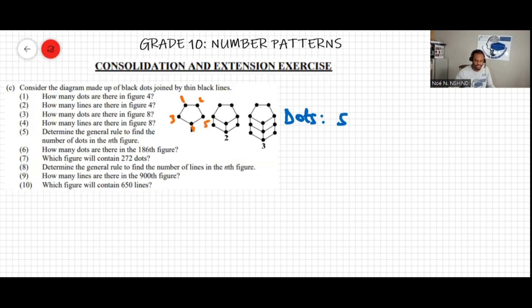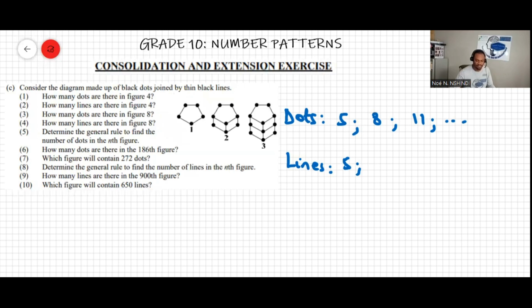There are 5 dots on the first, and then for the next one we add 3 dots, so that makes 8, and then the following will be 11 dots. Okay, so it's continuing like that. Now for the lines, we have 5 lines on the first, and the following also adds another 5 lines, because check this one.